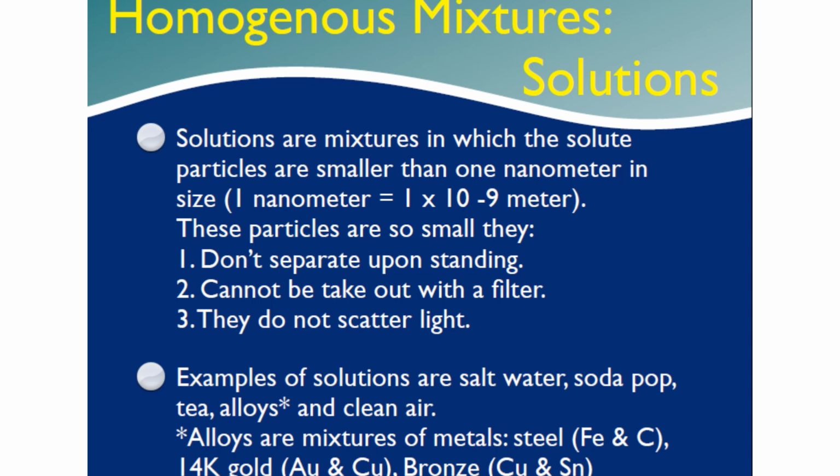Alloys are mixtures of metals that are melted together. Although they appear to be one type of metal, they are actually mixed and blended together and can be separated easily based on the melting points of those two metals.